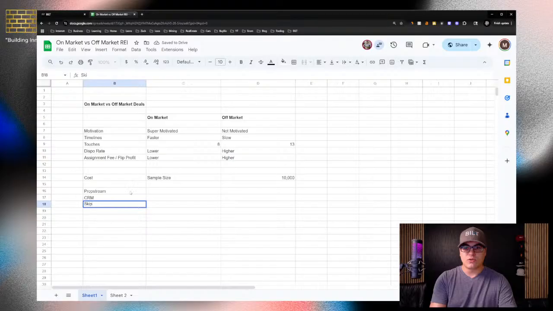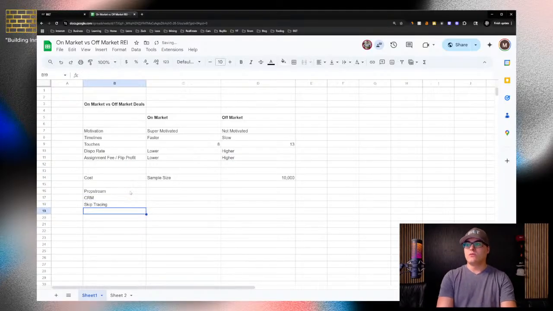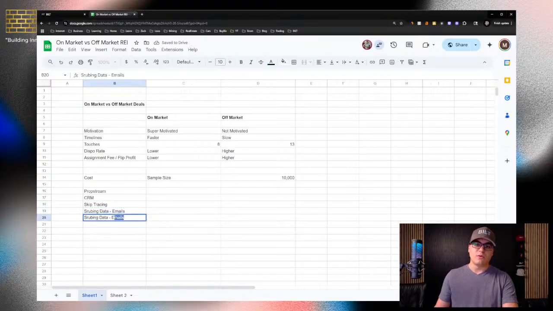There's going to be some sort of cost in regards to skip tracing if you are going the route of off market. So do keep that in mind, okay? And then also there's going to be scrubbing of data, right? So scrubbing data. In this case, you're going to have emails. You're also going to have phone numbers.